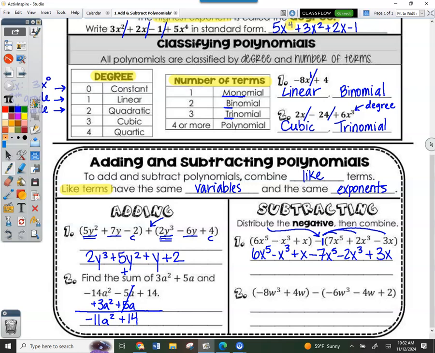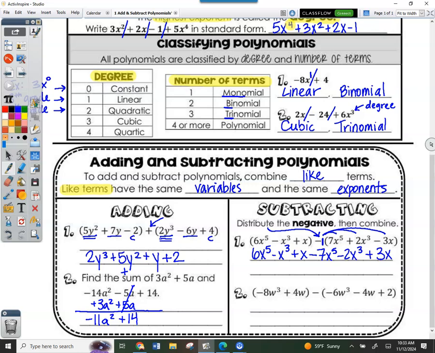What's the degree of this polynomial? It's 5. It's a degree 5. What's it called? Technically, it'd be quintic, but you can just say degree 5.